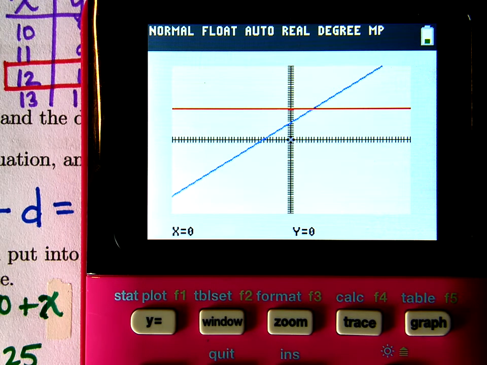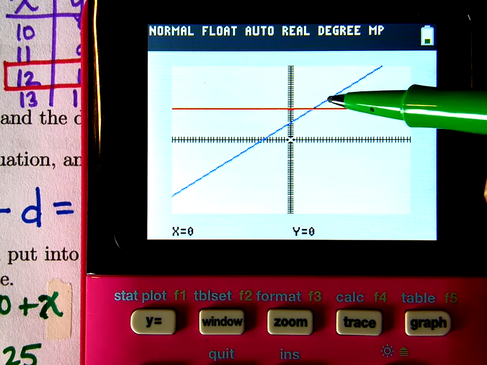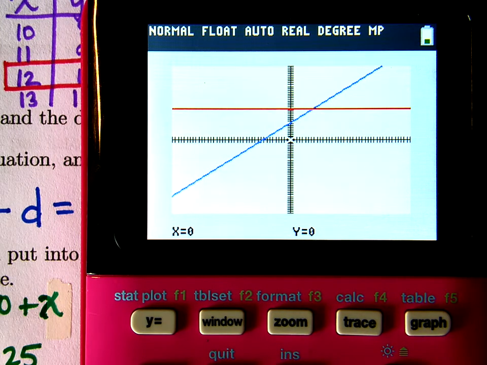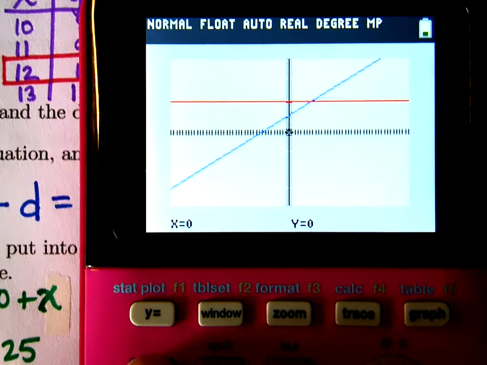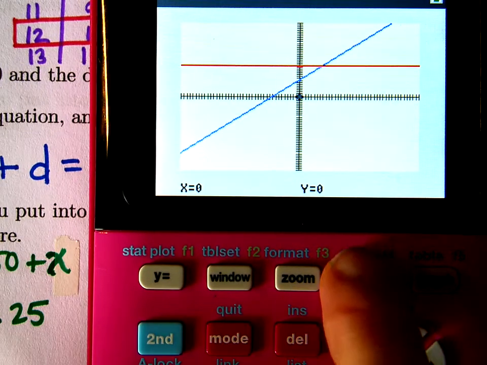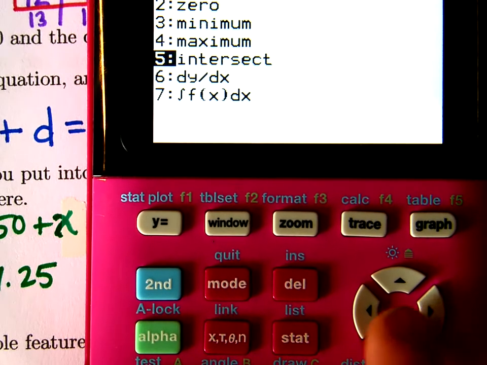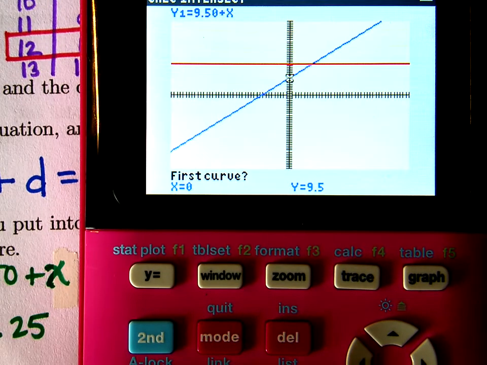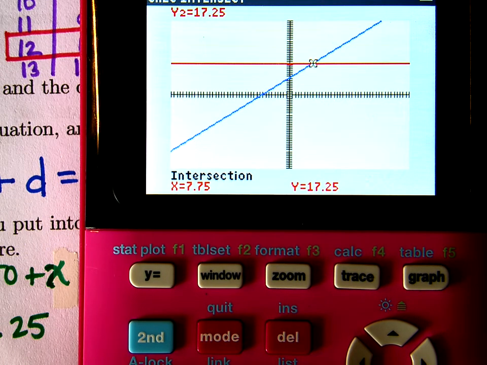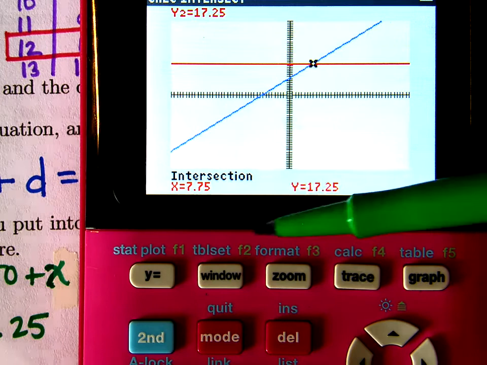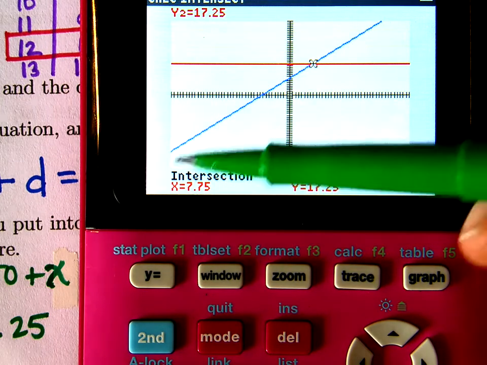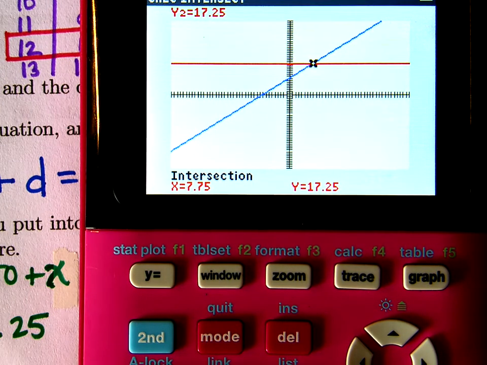Okay, voila. So now we have a picture and we can find out where these meet by going second, calculate, go down. So use these arrows to go down to intersect, hit enter. Okay, first curve, the blue one, hit enter. Second curve, the red one, hit enter. The guess, hit enter. And it found our intersection. It intersects when X is equal to $7.75.